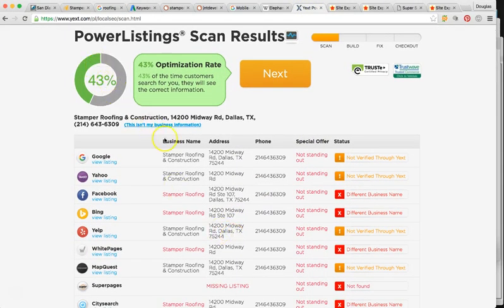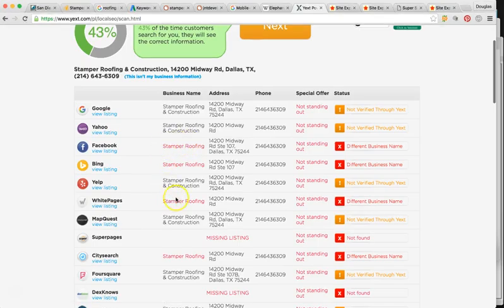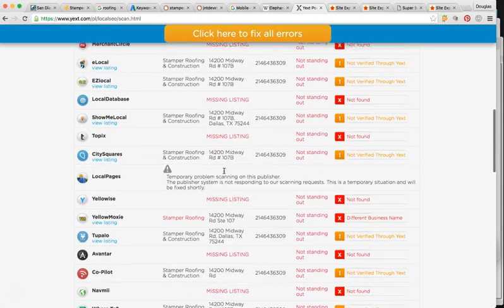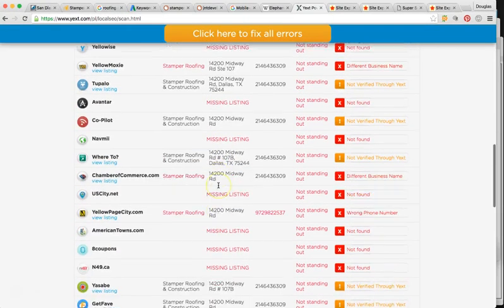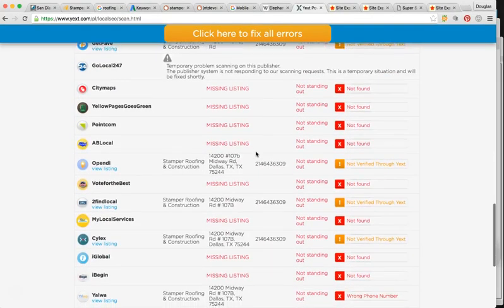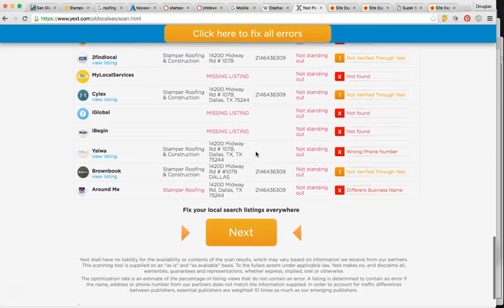So right now you're only 43% optimized. That's about a 50% error rate for your citations. There are some variations in your name, and you're missing listings. Pretty much the same thing here: name, missing listings. It looks like the phone number's wrong here in your Yellow Pages account. The biggest thing is just missing listings.